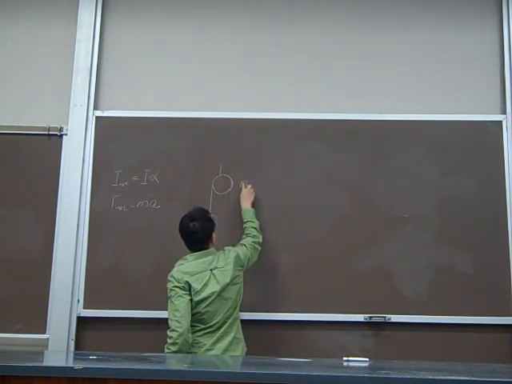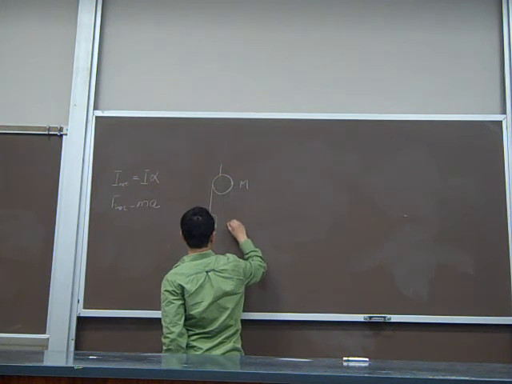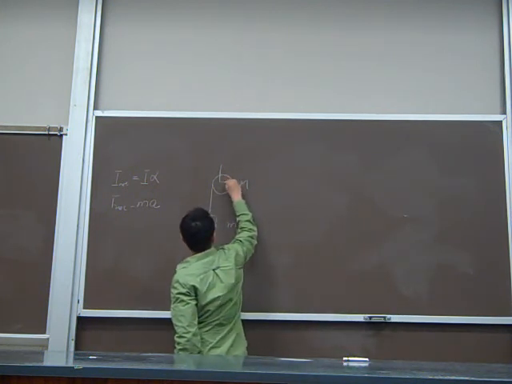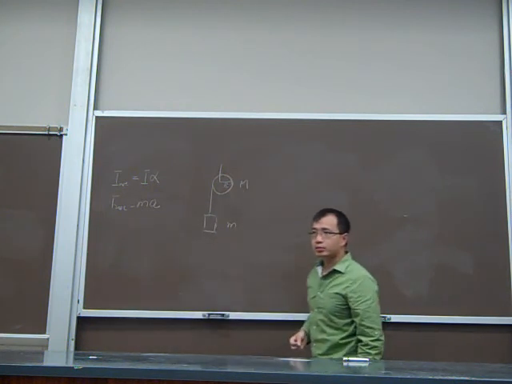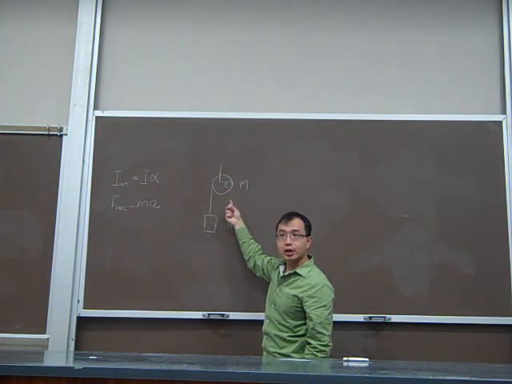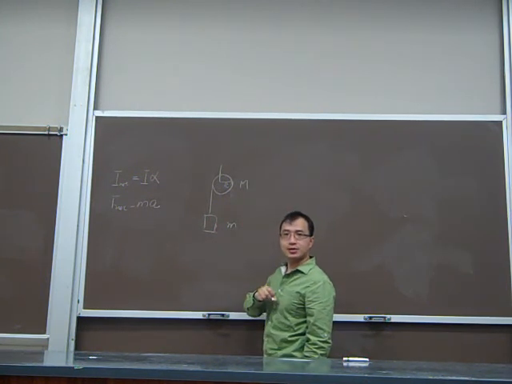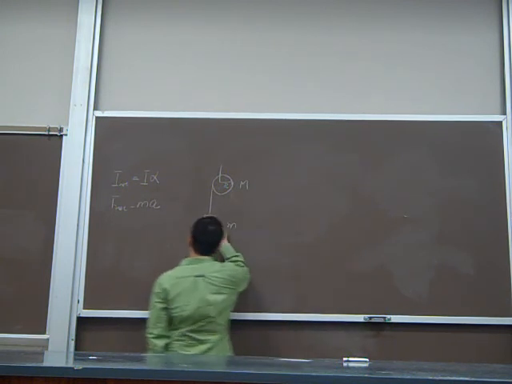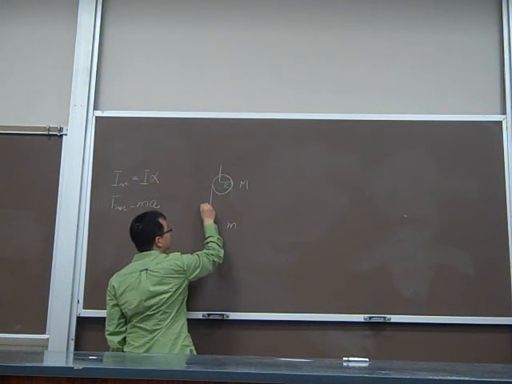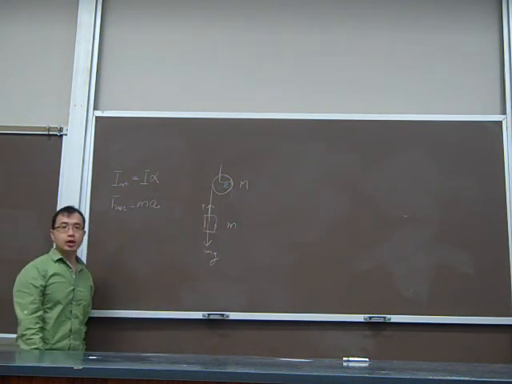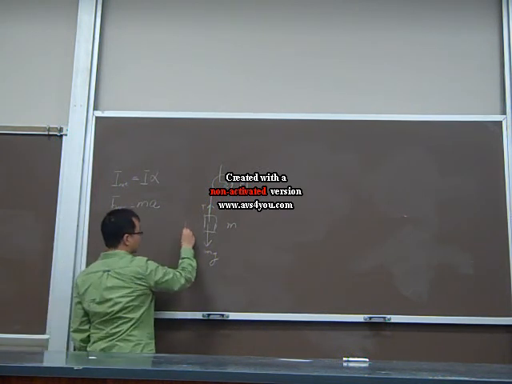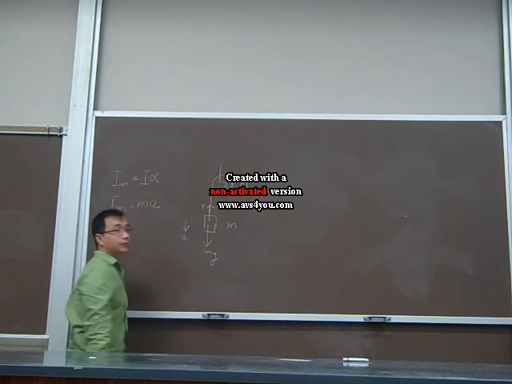The mass of the pulley is capital M. The mass of the block is small m. Here you have the radius r. Now, we want to find the acceleration of the block. That means we have to do the force analysis for the block. We get mg and tension T, right? So we need to somehow find the tension T to calculate the acceleration of the block. So we have some acceleration a here.